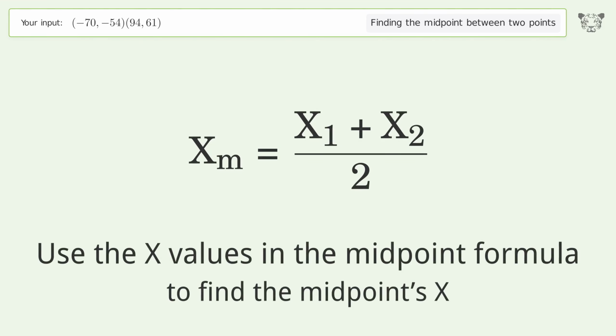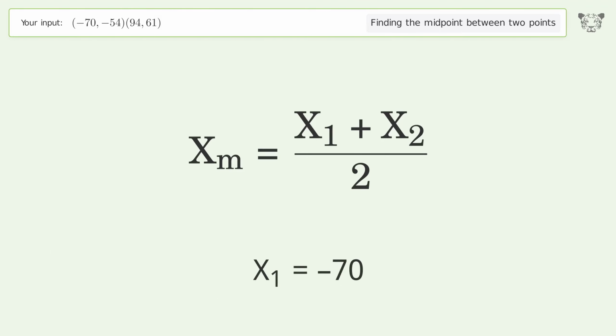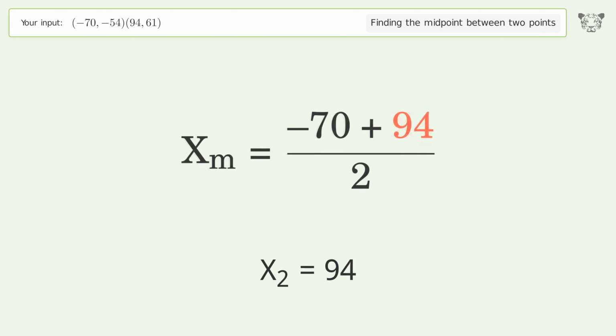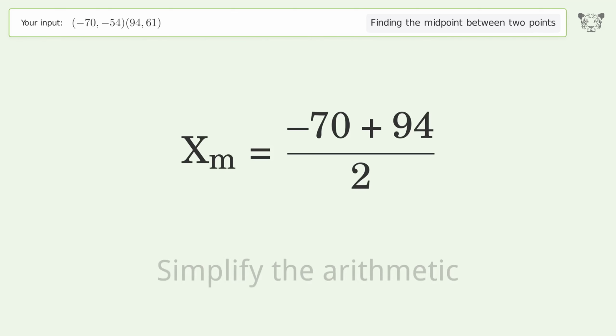Use the x values in the midpoint formula to find the midpoint's x. x1 equals -70. x2 equals 94. Simplify the arithmetic.